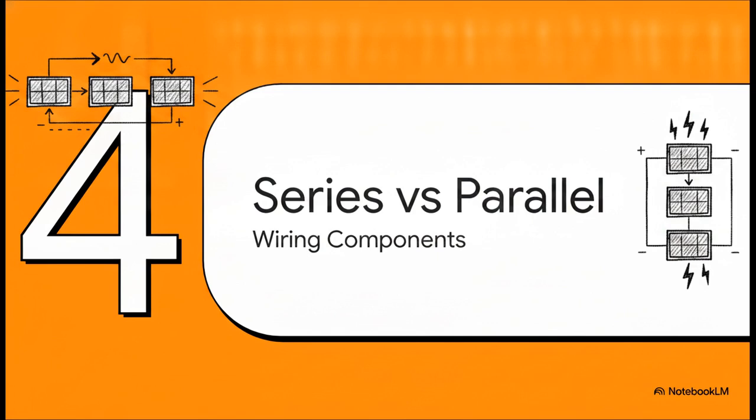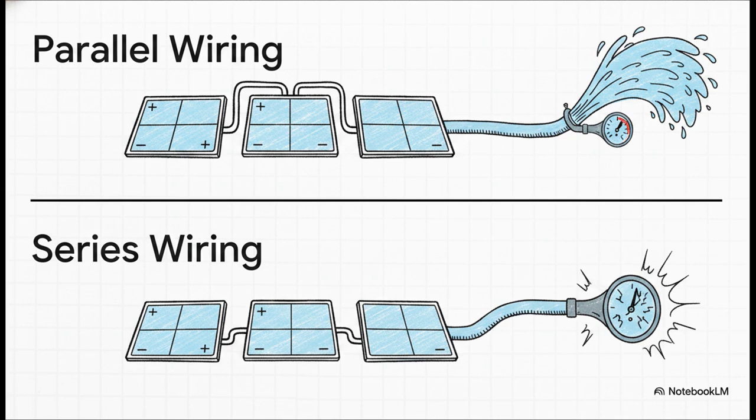Because before we can start putting together our hypothetical solar system, we need to know the rules of the game for wiring components together. What's really fascinating here is how you can completely manipulate power just by changing your wiring strategy. If you wire components in parallel, which means connecting all the positive terminals into one wire and all the negative terminals into another, your voltage stays exactly the same, but your amperage actually increases, so your flow gets bigger.